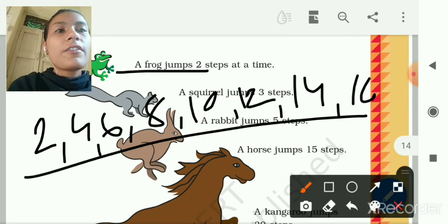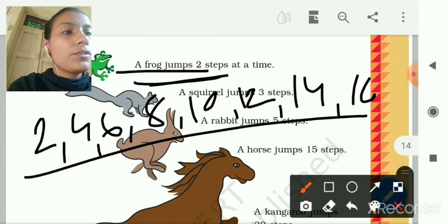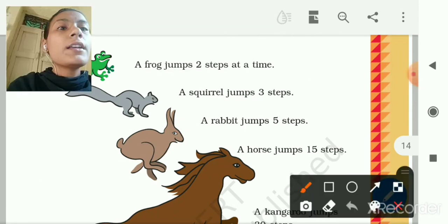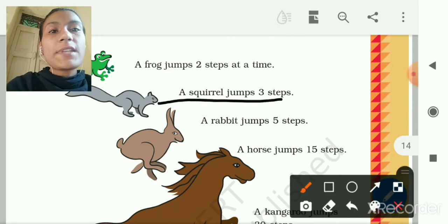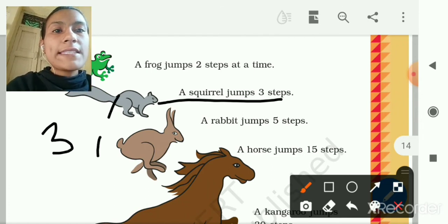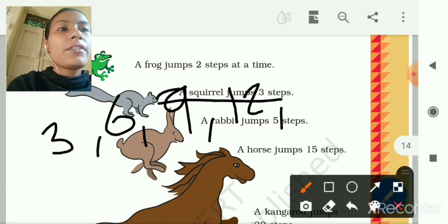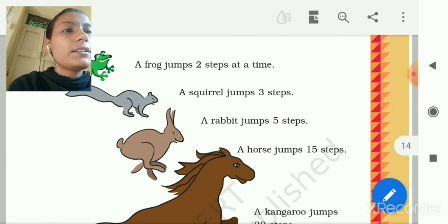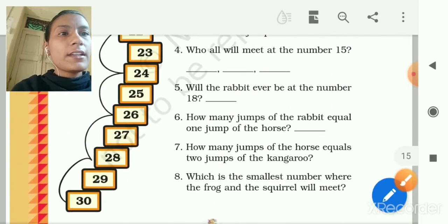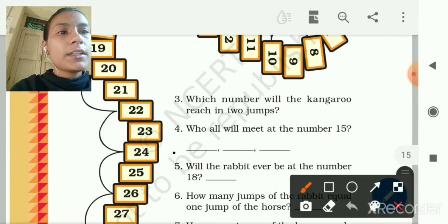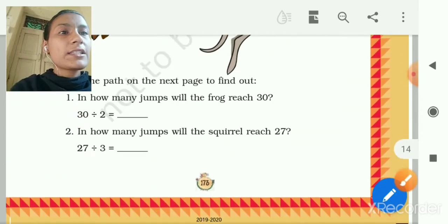So will this frog meet at the number 15? No. So let's see the squirrel. The squirrel jumps 3 steps at a time. So 3, then second jump on 6, third jump 7, 8, 9. Then fourth jump 9 plus 3, 10, 11, 12. Then fifth jump 13, 14, 15. So you can write here a squirrel. Then let's see the next one.